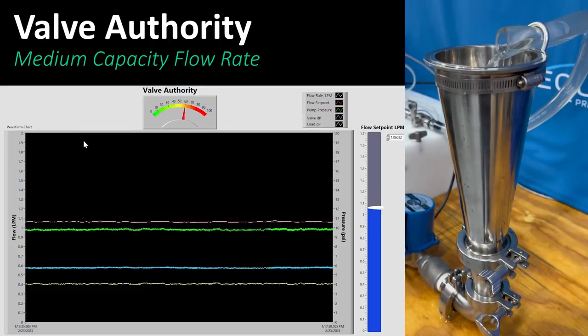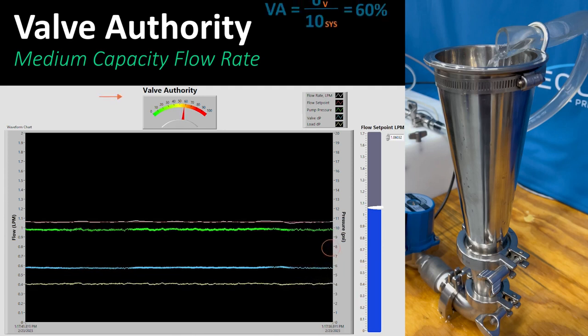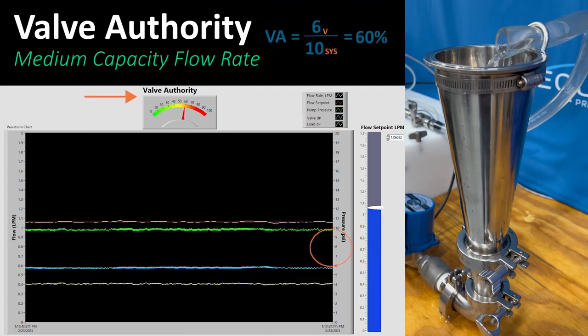Now we're operating the circuit at medium capacity. The flow rate is 1.05 liters per minute or 2/3 max flow. The pump is producing 10 psi and the coil system load has 4 psi resistance. The differential pressure on the control valve is 6 psi, so the valve authority is 6 divided by 10, or 60%. Let's explore the low flow capability.